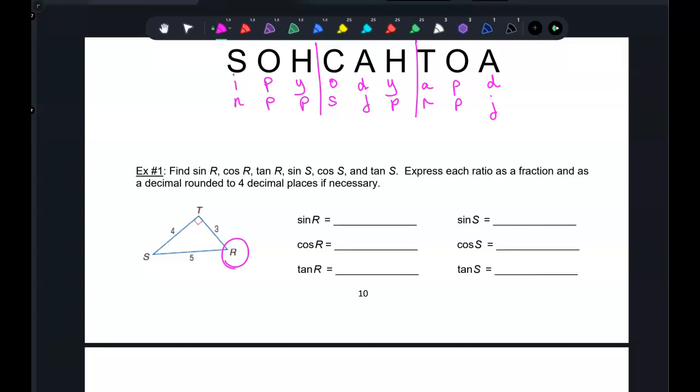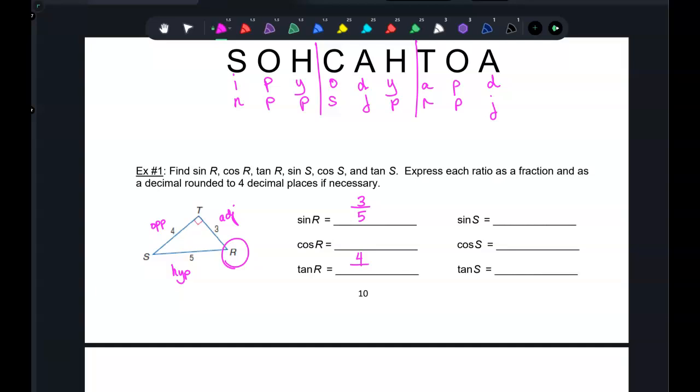So with R, the opposite side would be the 4. 4 over the hypotenuse, which would be the 5. And the adjacent side will be 3. Does everyone see that? And then it's 3 over 5. Okay, so 3 over 5 for R. Tan would be 4 over 3.